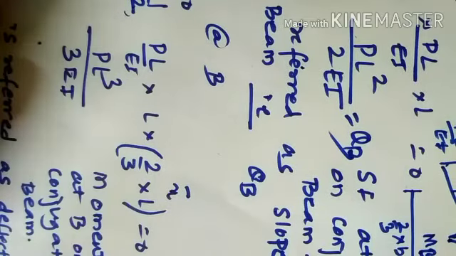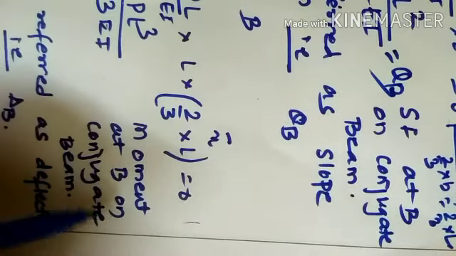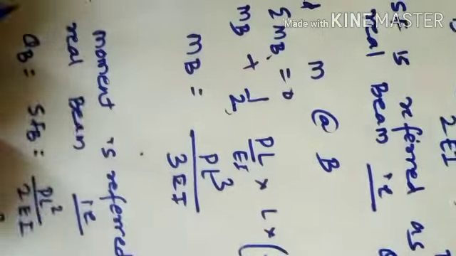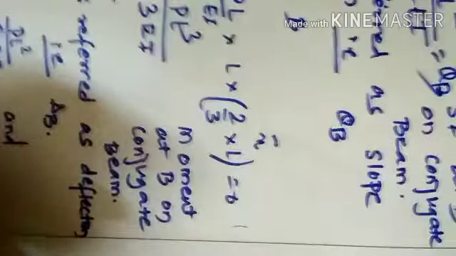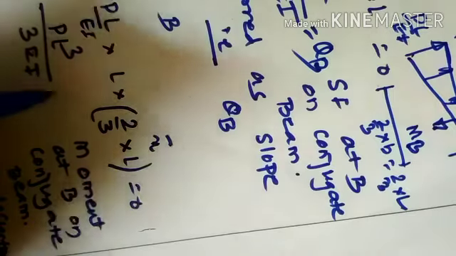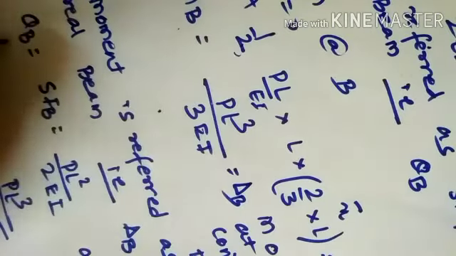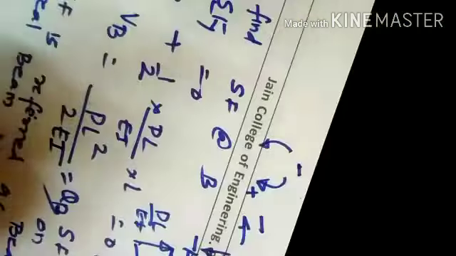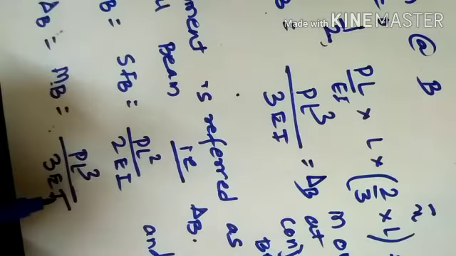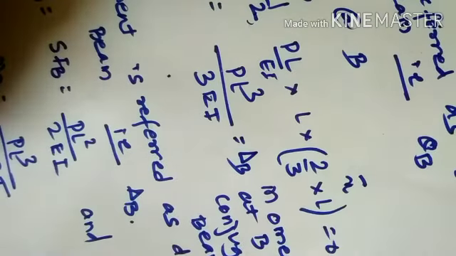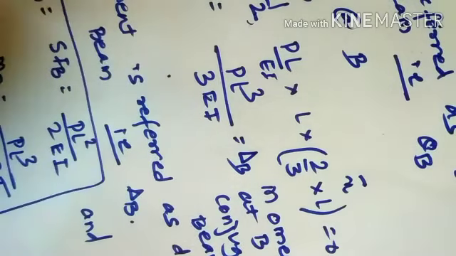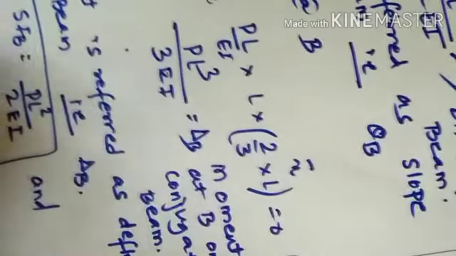Now what is this MB? MB is nothing but the moment at B on the conjugate beam. So the same moment is referred to as deflection on the real beam. Deflection on real beam. So whatever moment we calculate, that itself will be called the deflection on the real beam. So what we required was, slope on the real beam will be PL square by 2EI. This is what we have calculated. And deflection at B will be PL cube by 3EI. So this is what was required to calculate slope and deflection by the conjugate beam method.